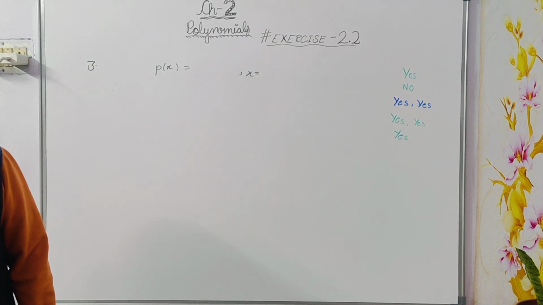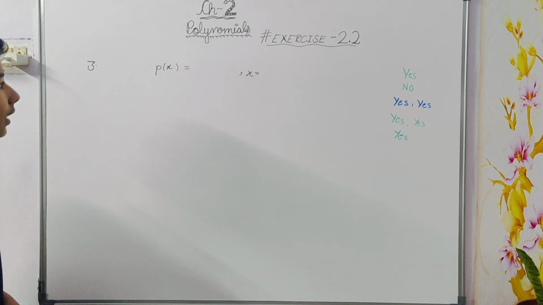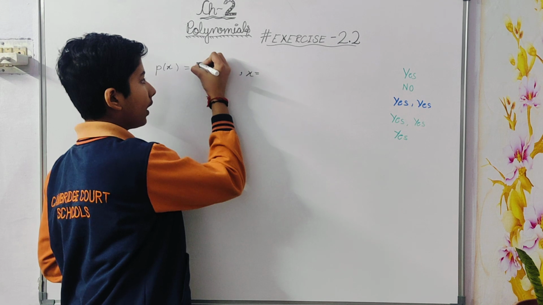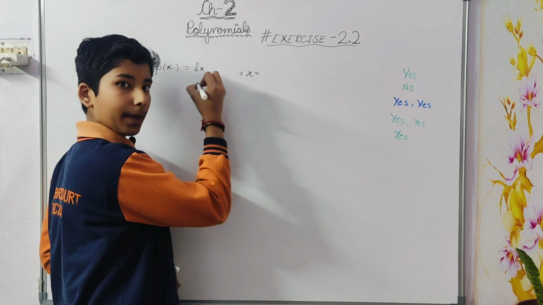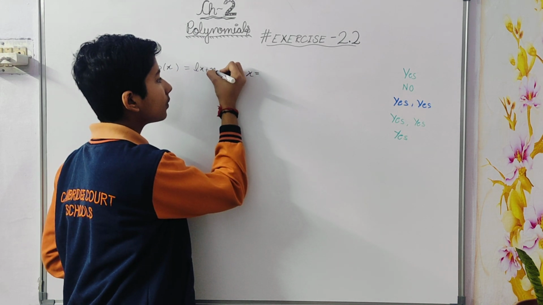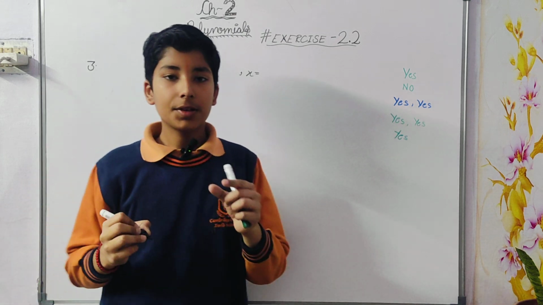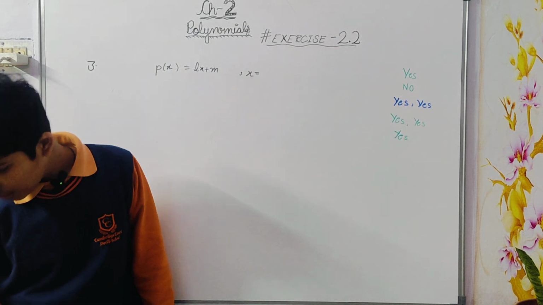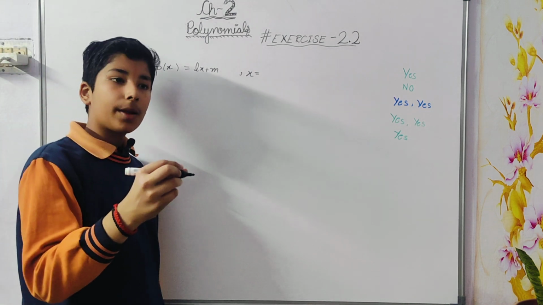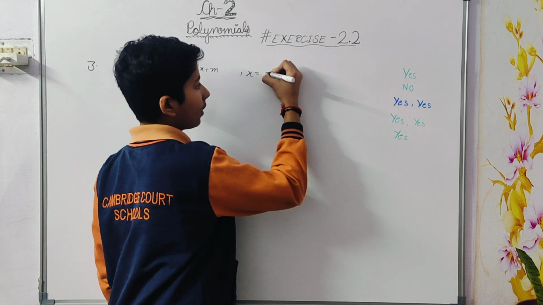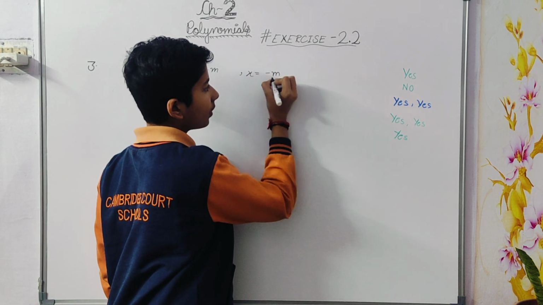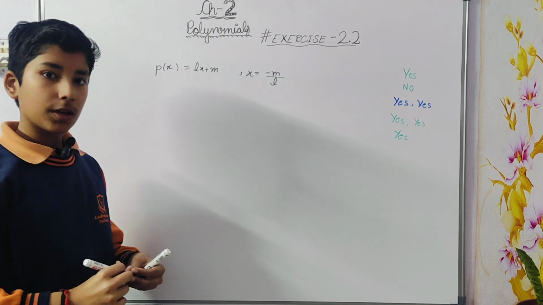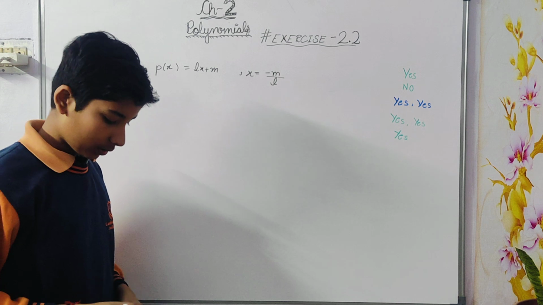Okay, so now the next one. It is p(x) equals lx plus m. This we have written. Now, the value of x is given as minus m divided by l. This is the value given. Now we have to use it in the question.